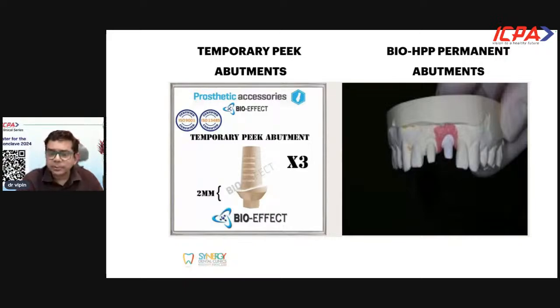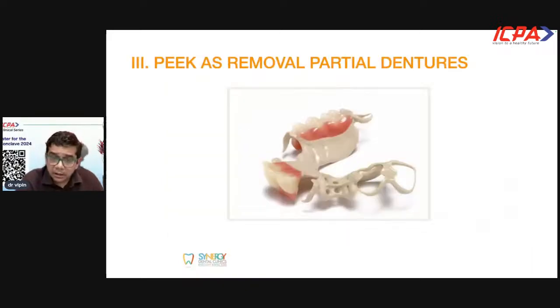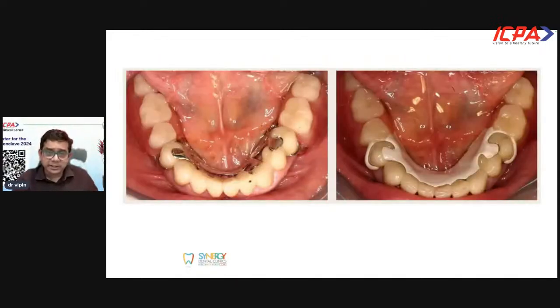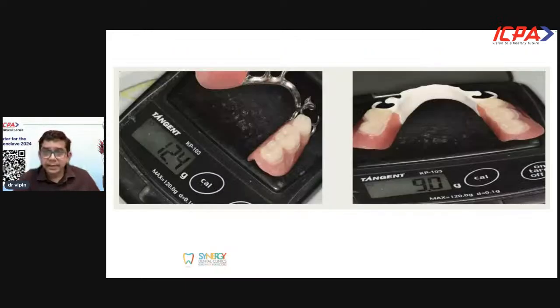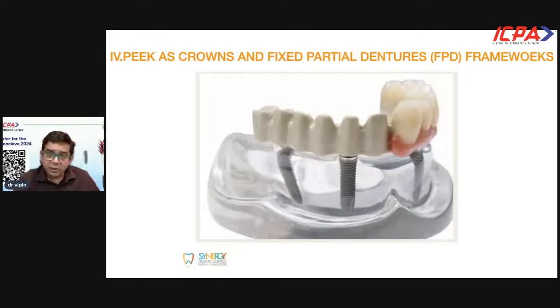Nowadays, companies have started giving you Bio HPP abutments also. Of course, another indication of PEEK is that you can use it for cast partial dentures like this. They are more flexible and light, and metal is harsher than these materials. A small disadvantage is that the polishability is not as good as metal, so you should choose them rightly. But the biggest advantage is the weight. They have absolutely less weight.